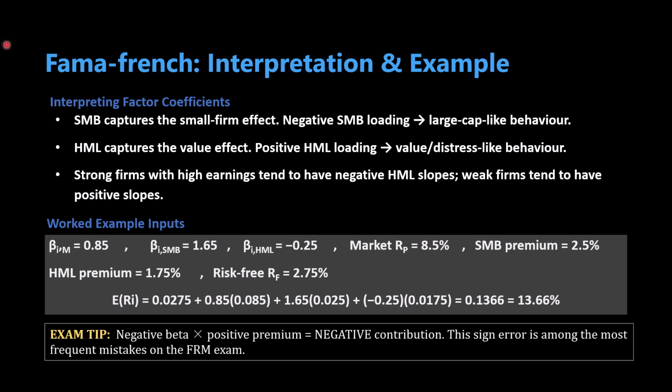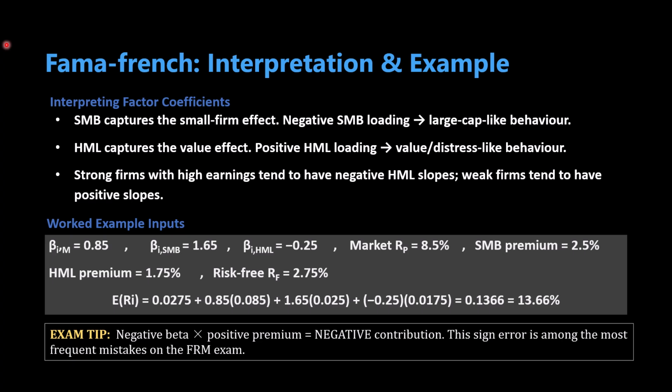Now let's interpret the factor coefficients and then work through the numerical example. If a stock has a positive SMB loading, it behaves more like a small cap stock. If the SMB loading is negative, it behaves more like a large cap stock. If the stock has a positive HML loading, it behaves more like a value stock or even a distressed stock in some interpretations. If the HML loading is negative, it behaves more like a growth stock.